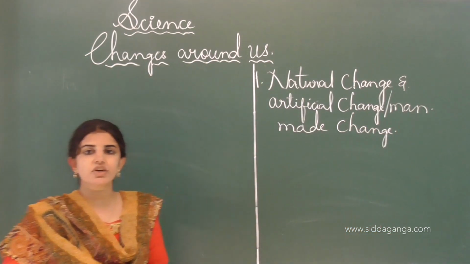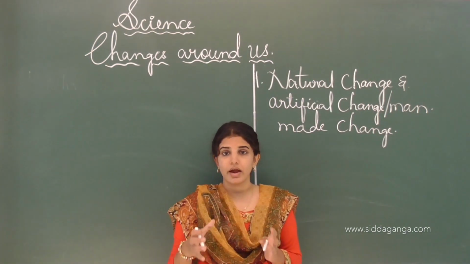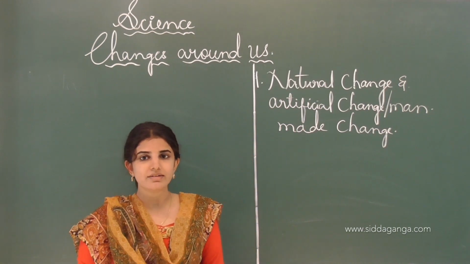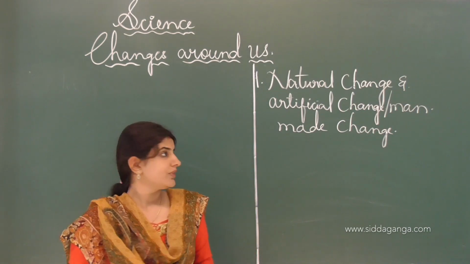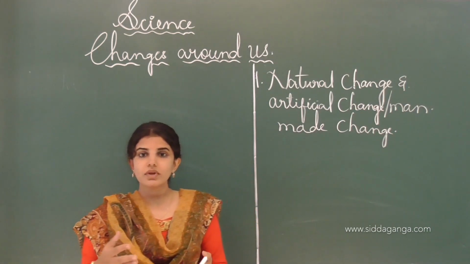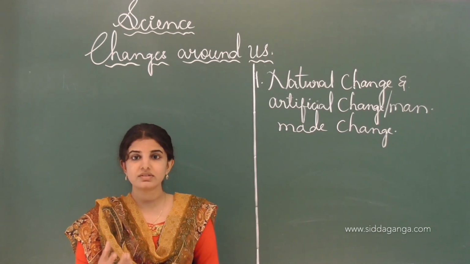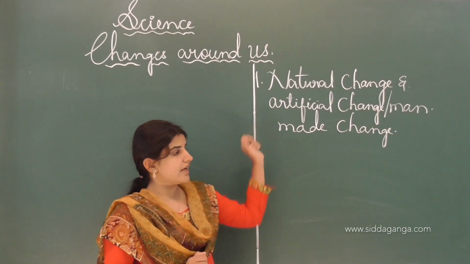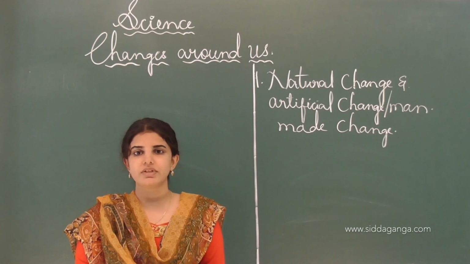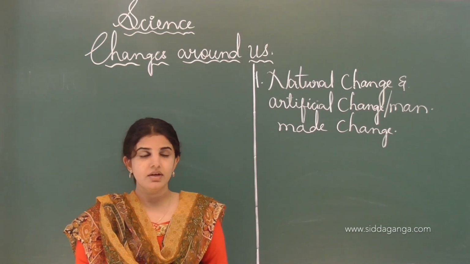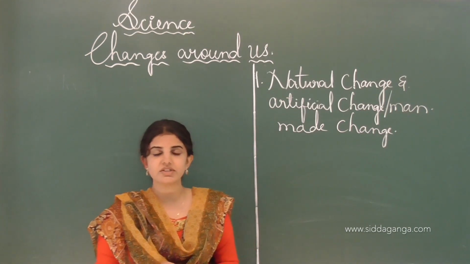See, artificial change or man-made changes are those changes which can be brought about by man and can be controlled by man. They are called artificial or man-made changes. Examples of natural changes are the alternation of day and night, falling of rainfall, and sprouting of seeds. These are some examples of natural change. Whereas artificial changes are those changes which can be brought about by man and controlled by man. Such changes are called man-made or artificial changes.